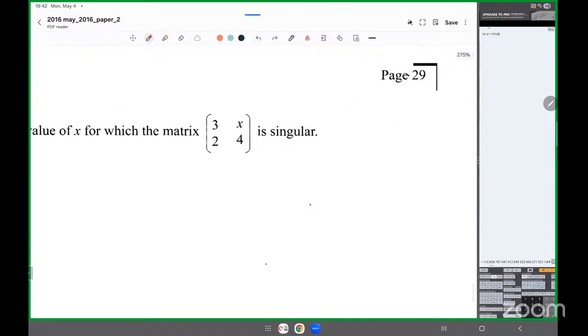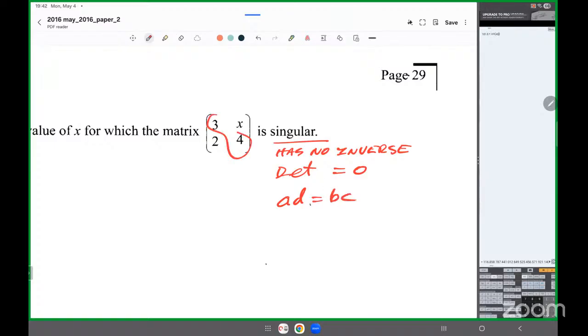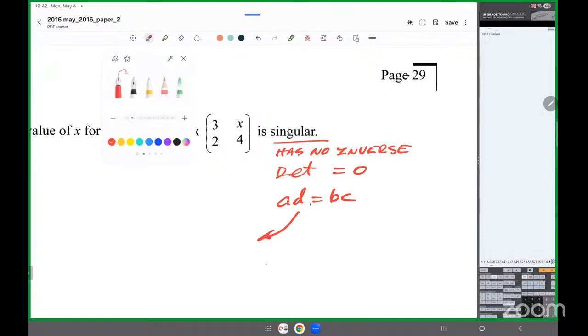Next part says, determine the value of x if that matrix is singular. Now, singular means it has no inverse. Singular, when it has no inverse, the determinant of the matrix is equal to 0. The determinant equal to 0 means AD becomes equal to BC, meaning that first diagonal product becomes equal to the second diagonal product. That's what we're going to use for the calculation here.